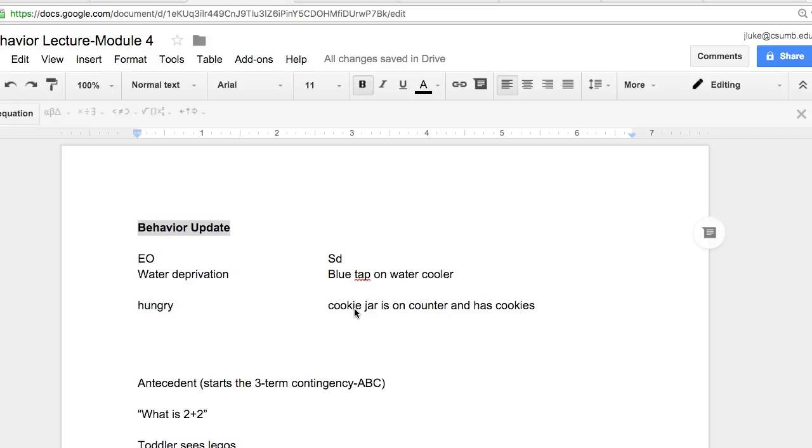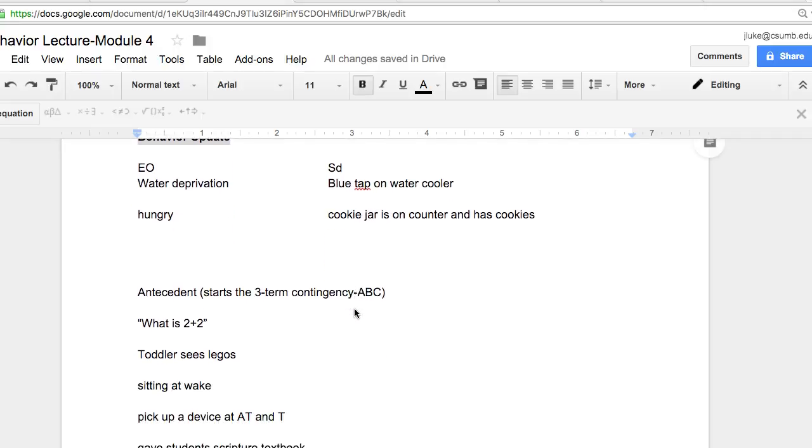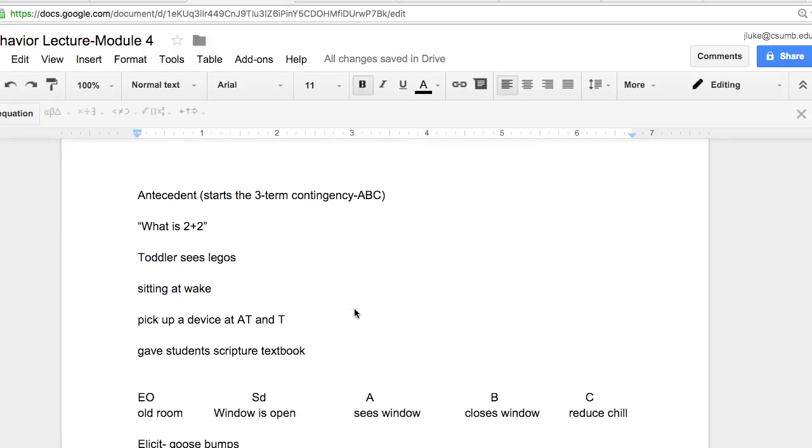It signals that reinforcement is possible. You also started reading about an antecedent, and that starts the three-term contingency, the ABC, which I believe we go through fully in the next week. But I wanted to talk about antecedents. As you can see, it kind of starts this chain or the sequence of events. So for some examples, an antecedent could include, what is 2 plus 2? You can imagine the behaviors that would occur after someone asks, what is 2 plus 2?